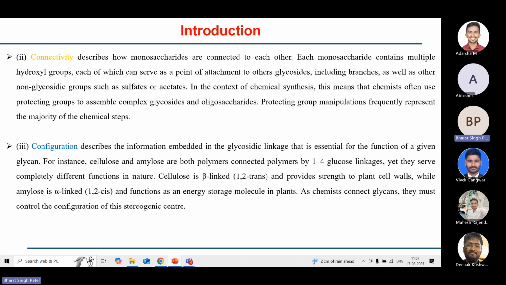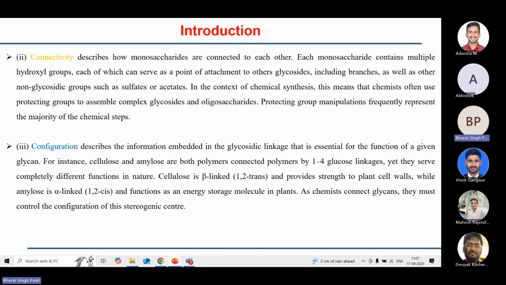and can undergo glycosylation with a different monosaccharide at a different position. And not only glycosylation, that hydroxy group can be converted into glycosidic sulfates, acetates, or acids. For that, a very selective protecting group strategy or proper manipulation of the chemical steps is needed. The third one is the configuration.